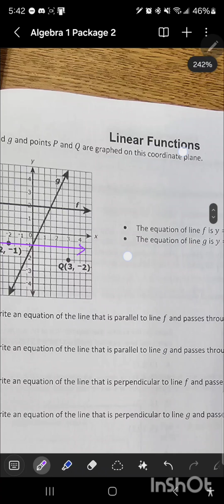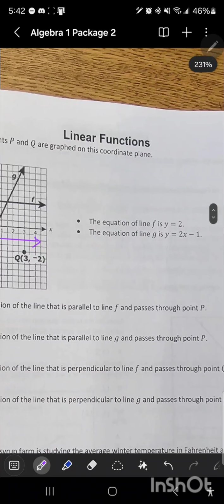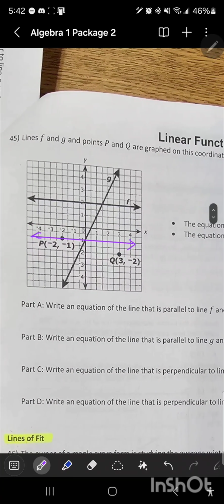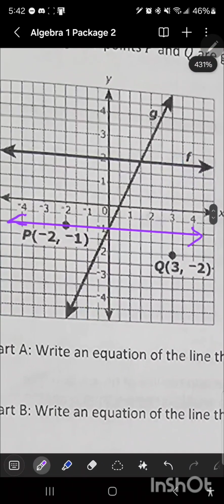As you can see, the equation for line F is y equals 2. So we need y equals a number as well. It's going to be the same type of equation. We will make them parallel.